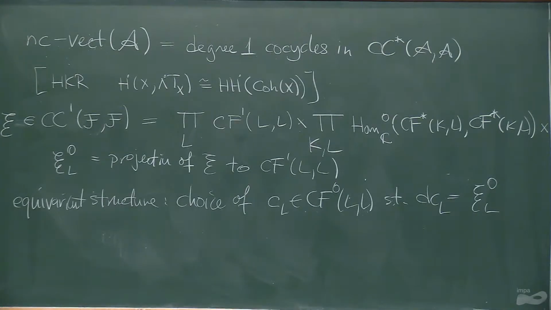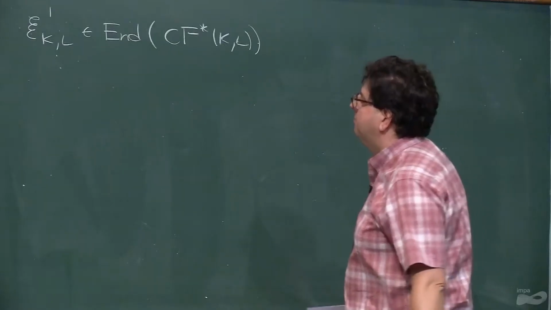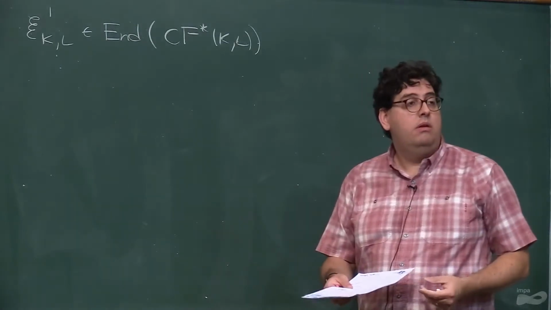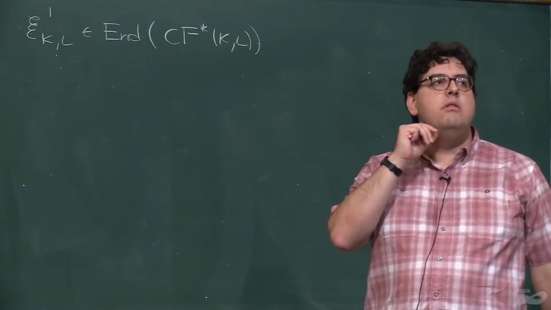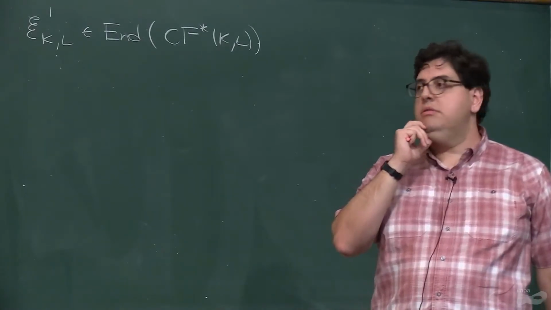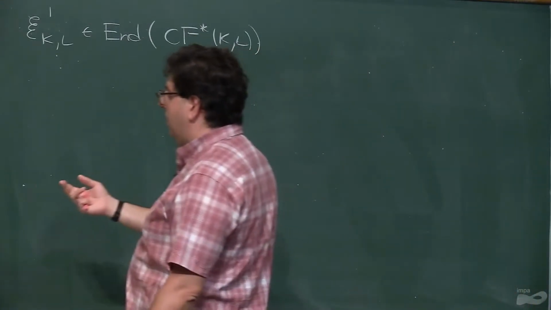All right. So now you could consider the next component. So now I could consider C1 KL to be, this is actually the component here. This is actually an endomorphism of the cochain complex for this pair KL. It's not necessarily exact.